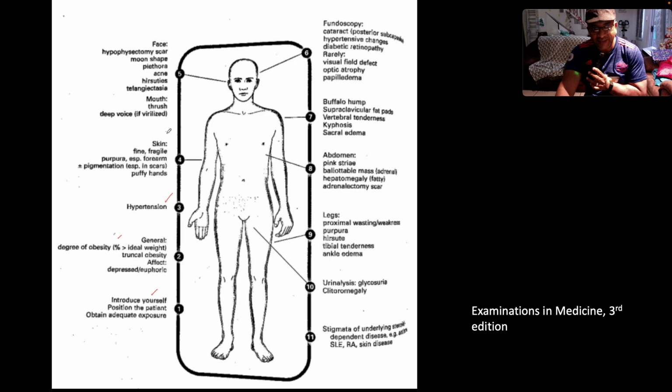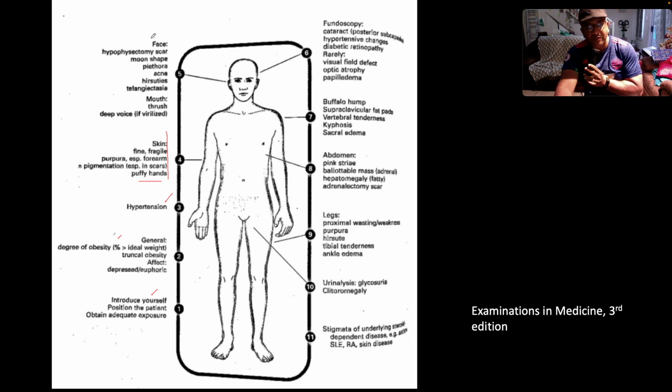Now, regarding the skin, it is very fine and fragile. Classically, the place you want to look for the skin thickness, especially in young females, is behind the dorsum of the non-dominant hand. The skin fold thickness should be at least 1.8 millimeters. If it's less than that, it's fragile skin, probably on the basis of hypercortisolemia. You may have purpura for the same reason, fragile skin, especially the forearm, with or without pigmentation, especially scars. You may have puffy hands, right?